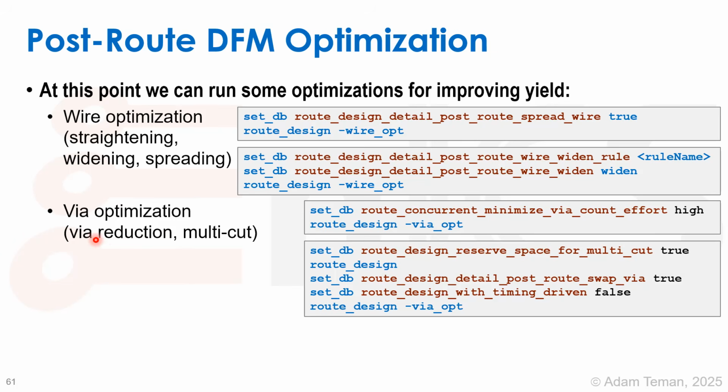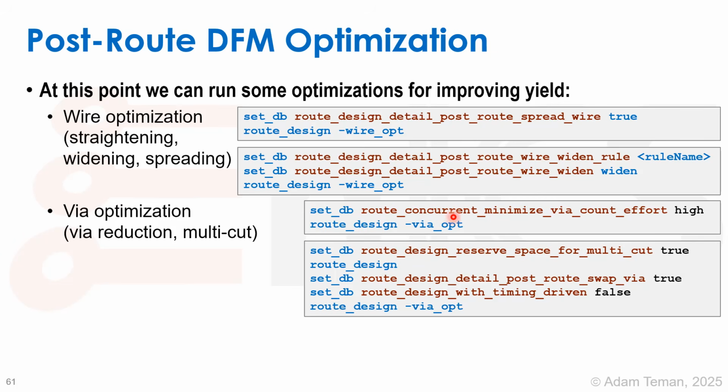But there's also via reduction, which seems to be contradictory to multi-cut vias. Well, it's not. It just means that instead of going up and down through metals and therefore having to use a via, if we can run a wire just on a single metal, that's better. So getting rid of vias at all, then we don't need a multi-cut via in that place. So those are two things that we want to run.